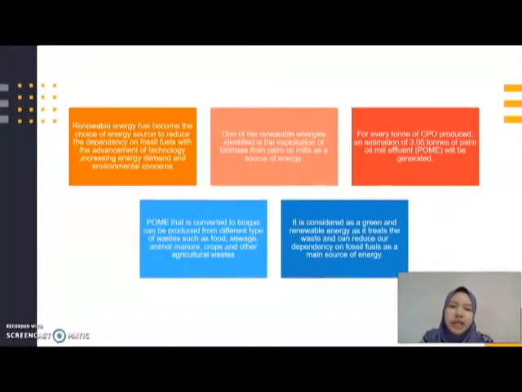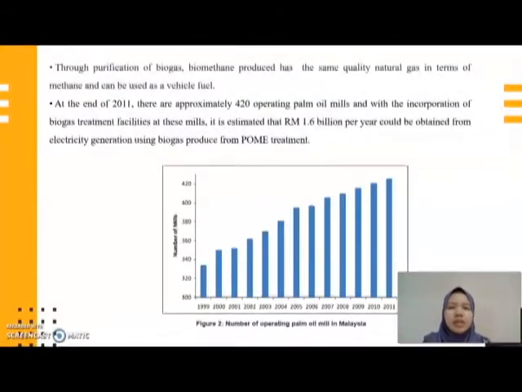Current demand on biogas is affected by a few factors involved, such as renewable energy has become the choice of energy source to reduce the dependency on fossil fuel. And one of the renewable energy sources identified is the exploitation of the biomass from the palm oil as our source of energy. And for every ton of crude palm oil produced, as an estimation, about 3 tons of palm oil mill effluent will be generated. And all the POME can be converted to biogas in different ways. And lastly, it is considered as green and renewable energy as we treat our waste and we reduce our dependency on fossil fuel as our main source of energy.